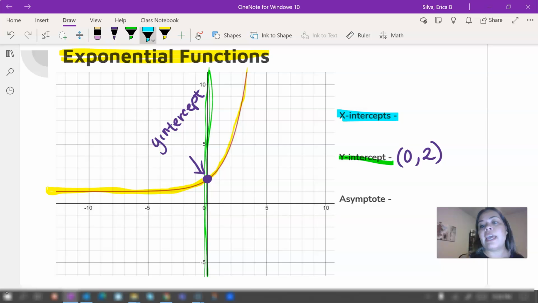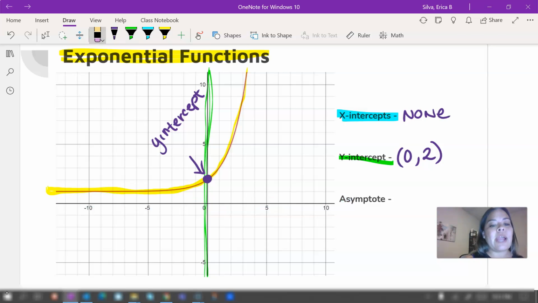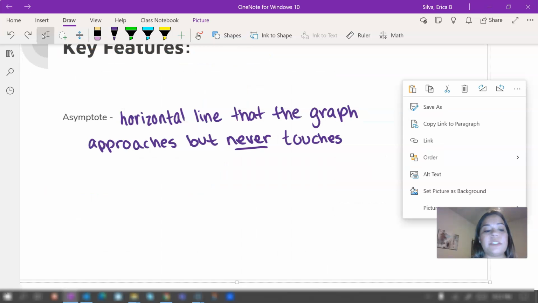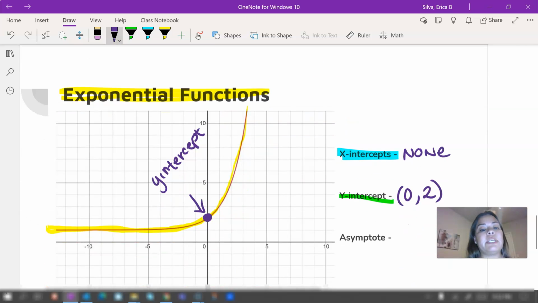Let's look at the x-intercept. Notice how that graph is not touching the x-axis, therefore there are no x-intercepts. And now let's look at our asymptote. So one thing I forgot to mention is that your asymptote is an imaginary line. So let's go ahead and add imaginary. So it's an imaginary horizontal line that the graph approaches but never touches.